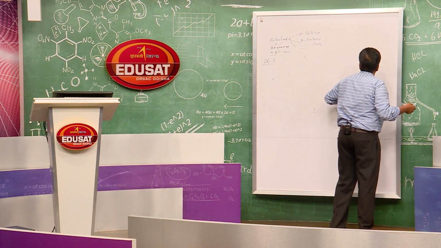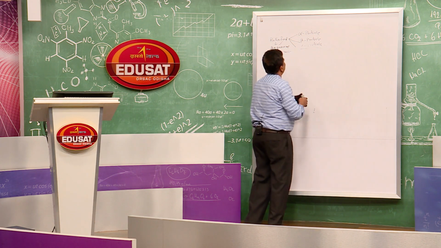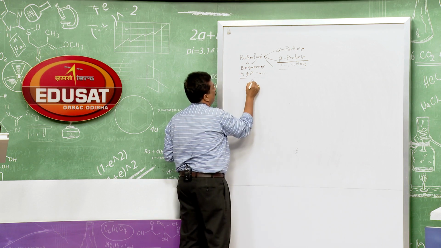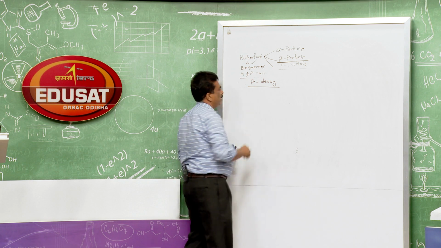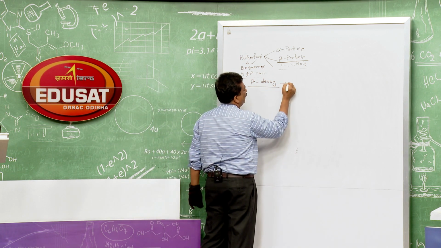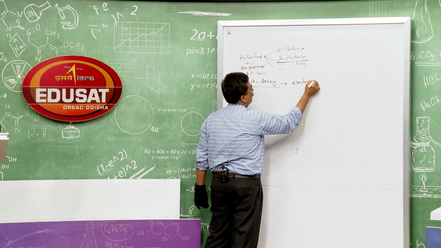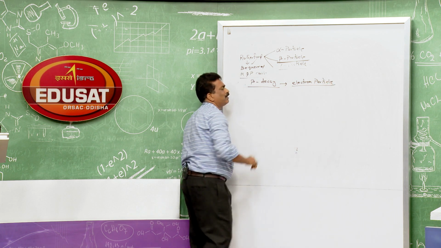So, alpha particle. Next we will go for the second type of ray, that is the beta particle. Next one here, the beta decay. As we know, this beta is an electron particle.